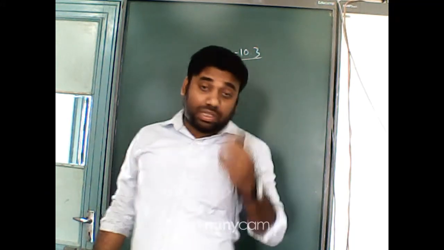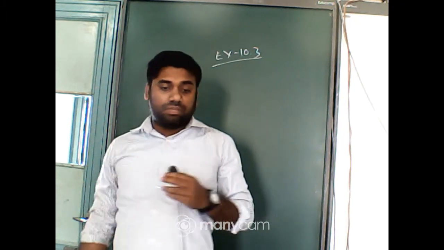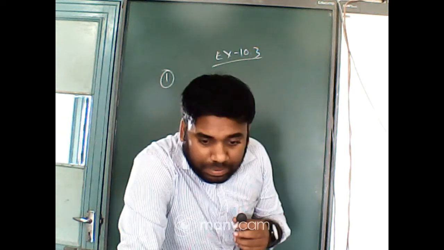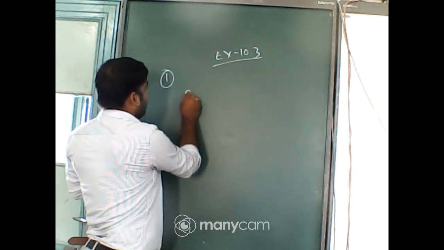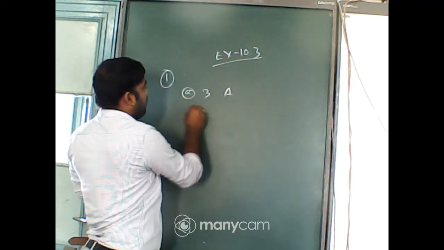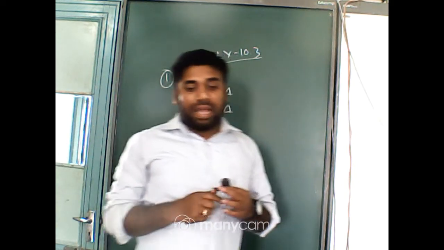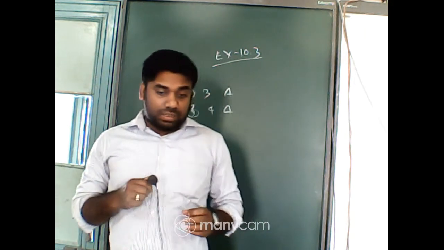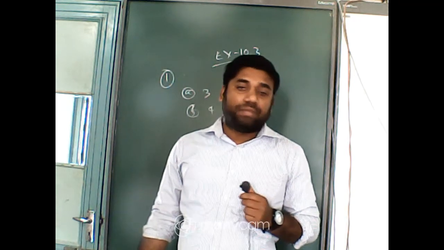Students, first of all, in this exercise 3 or 4 sums are very much important. Like the first sum, in the first sum it is given: can a polyhedron have for its faces (a) 3 triangles, and (b) 4 triangles? Is it possible to have 3 triangles make a polyhedron? It is not possible. By 3 triangles you cannot form a polyhedron. So for making a polyhedron you need a minimum of 4 triangles.